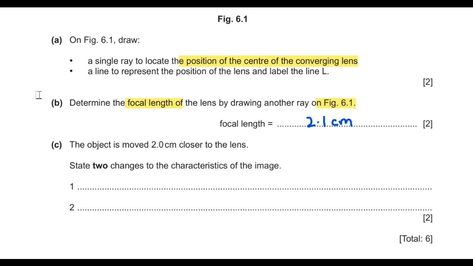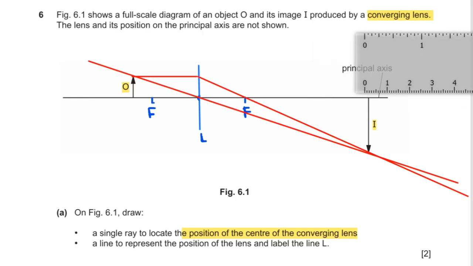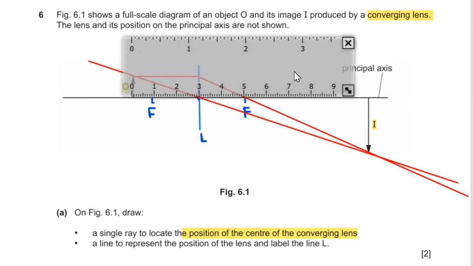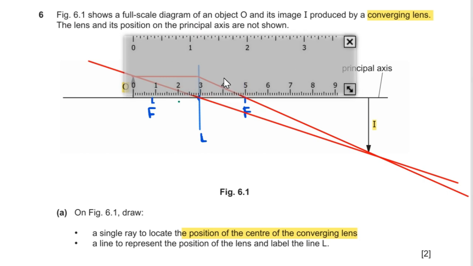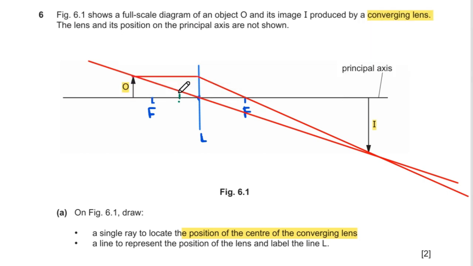Part C says the object is moved 2 centimeter closer to the lens. Now state two changes to the characteristics of the image. So let me put the object 2 centimeter nearer to the lens. I'm measuring it from the scale, and 2 centimeter nearer means the object is here now. I am naming it O, and you can see our object is now between the focal point and the lens, or you can say the center of the lens.